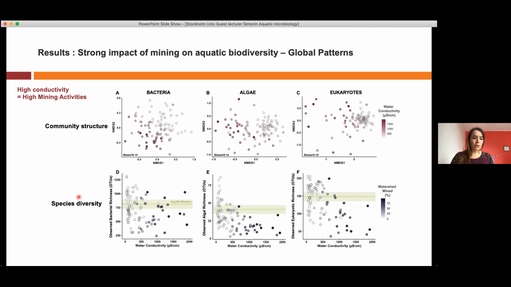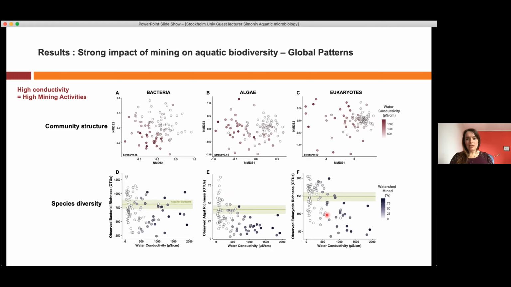And in terms of species diversity, so the number of taxa in those different groups, we can assess that based on the OTU richness. This is the observed bacterial richness here, and you see a trend for a decrease in the number of species identified along the water conductivity gradient. For bacteria, most points are below the average diversity in reference streams, but the pattern is really clear for algae. It's like a 50% loss. And similarly for the general eukaryotes.